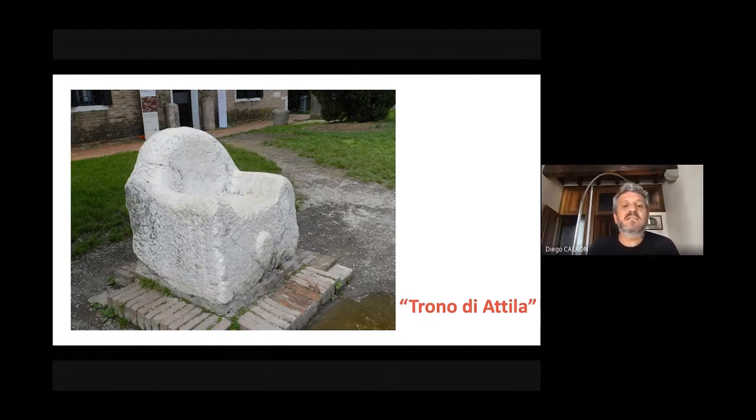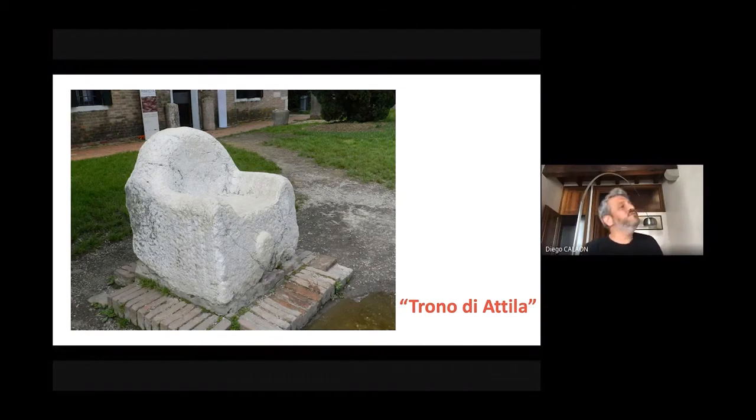Archaeologically, this is a late medieval, probably 13th century chair. It was originally placed inside the church, and it was the bishop's seat. On the engraving here, we have the Torcello emblem. It was inside the church, so it was something that is not related at all with Attila.